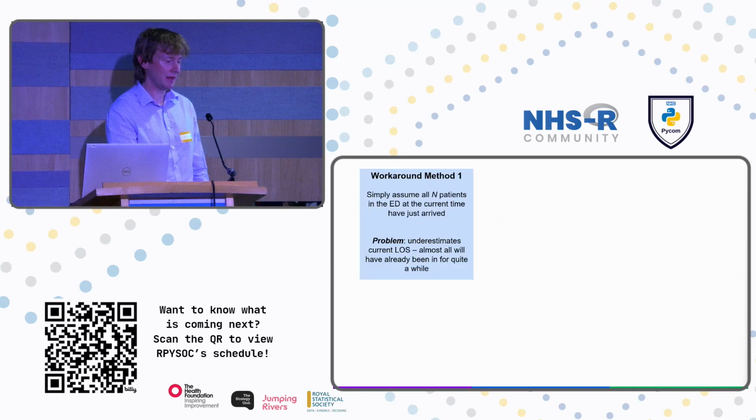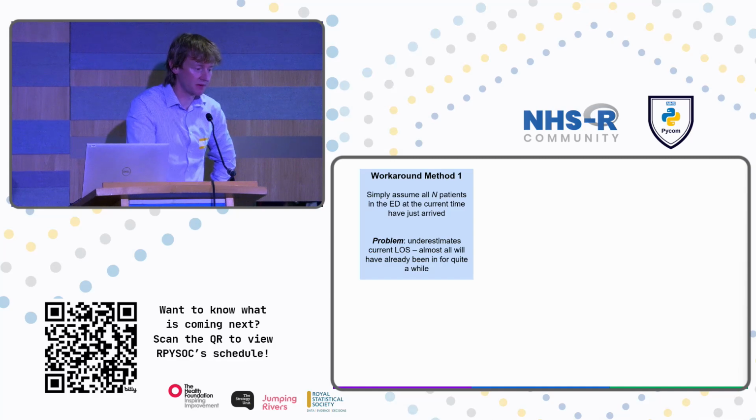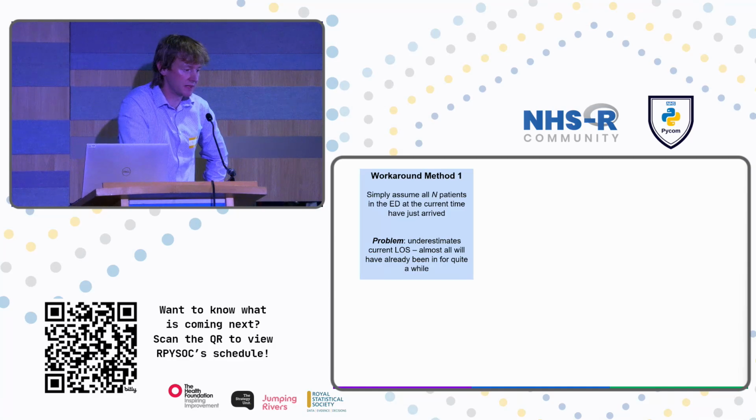So are there any quicker or easier options out there? You could say, let's just assume that all of those N patients who are here now in service, in that bed or in that ED, have just arrived. So their partial length of stay is just 0. That's a problem because it underestimates the length of stay, and you're drawing from the remainder of the distribution, and that's going to bias it.